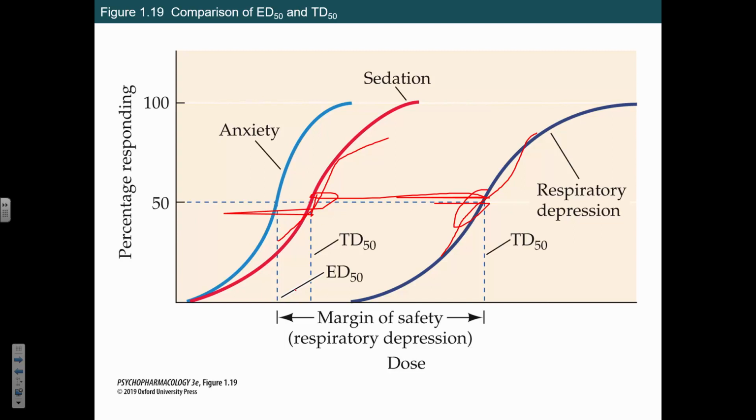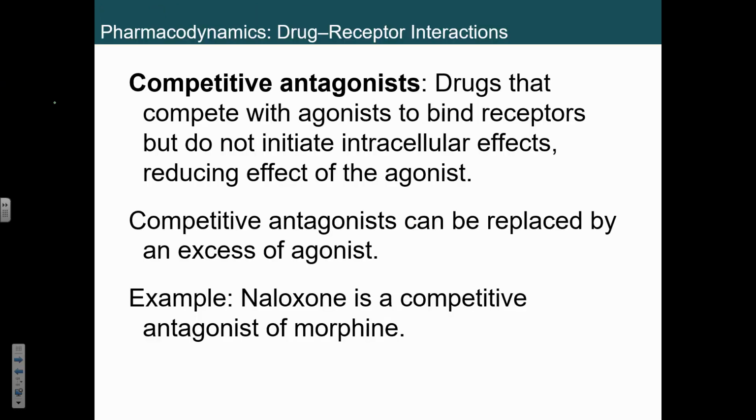That's not so bad. If, for example, respiratory depression was right here, and you were looking at that in this space, then you would think, well, that's a much narrower therapeutic index, and you have to be very careful because you may kill someone. You want a wide margin of safety there if you can.